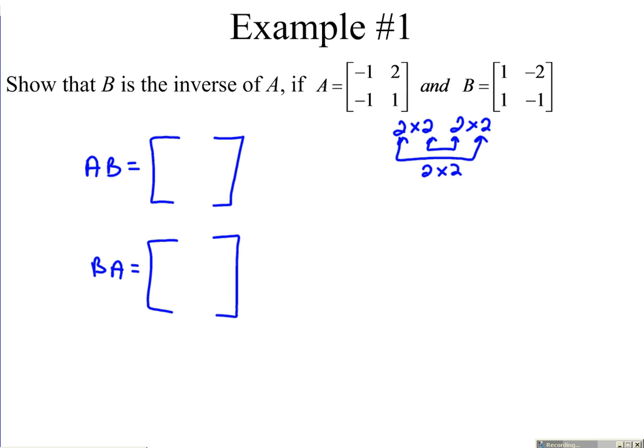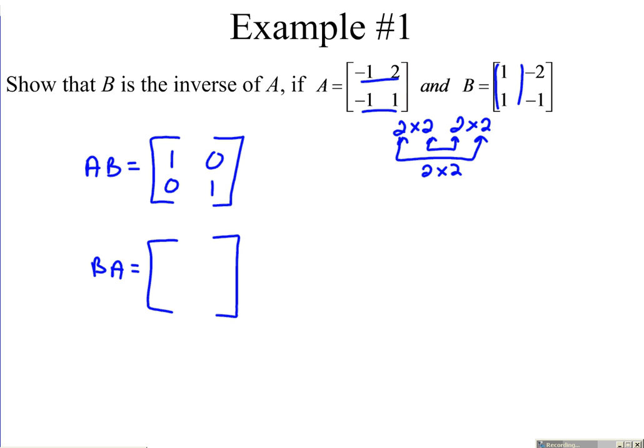A times B, start with row 1, column 1. Negative 1 plus 2 is 1. Row 1, column 2, 2 plus minus 2 is 0. Row 2, back to column 1, negative 1 plus 1 is 0. And row 2, column 2, 2 minus 1 is 1. So we see we do get the identity matrix in that direction.